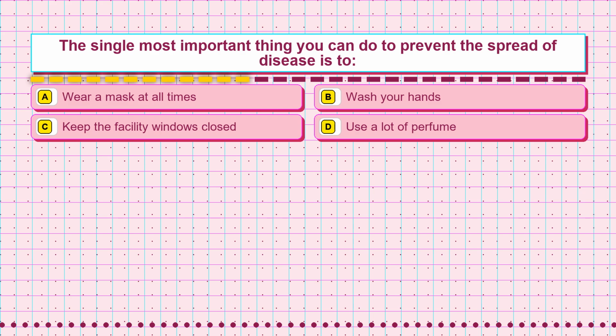Question 100. The single most important thing you can do to prevent the spread of disease is to: Option A. Wear a mask at all times. Option B. Wash your hands. Option C, keep the facility windows closed. Option D, use a lot of perfume.